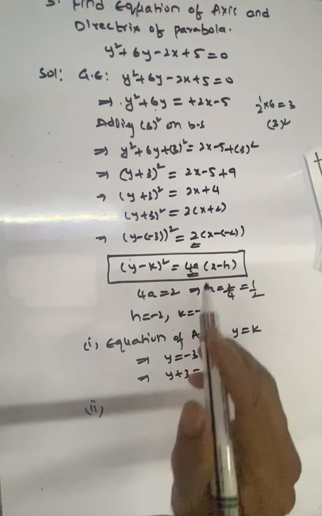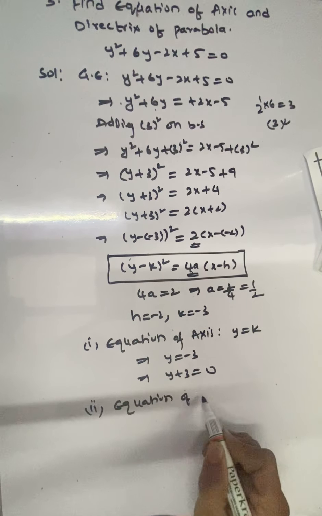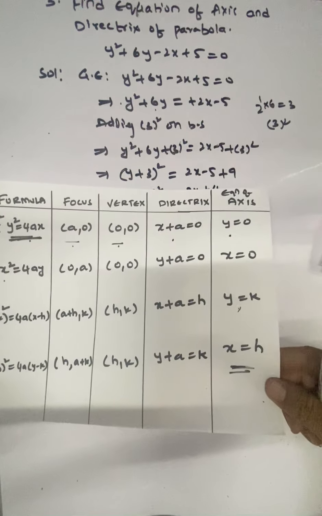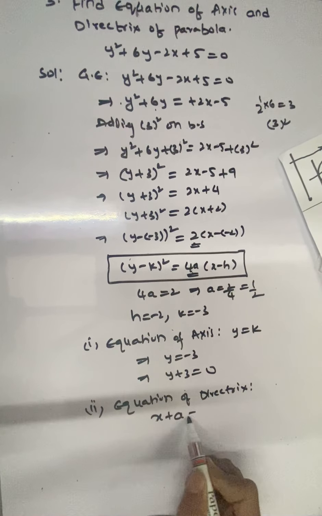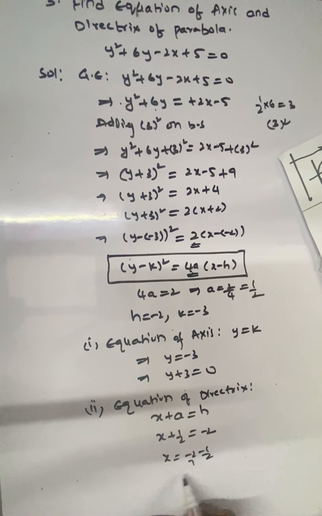Then in the second bit, what do we have? The equation of directrix. What is the formula for the equation of directrix? We have x plus a equals h. So x plus a value, plus 1 by 2, equals the h value. So x equals minus 2 minus half, so x equals minus 4 minus 1 over 2, which is minus 5 by 2. If you cross multiply and consider it on the left side, you will get 2x plus 5 equals 0, which is the equation of the directrix. Okay.